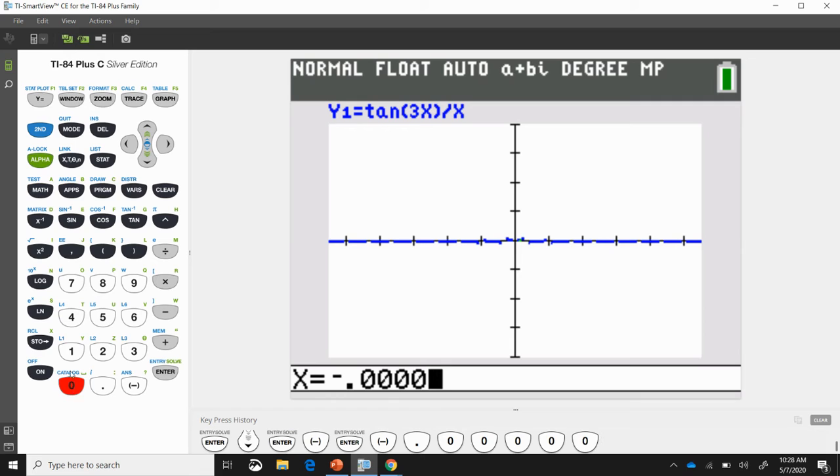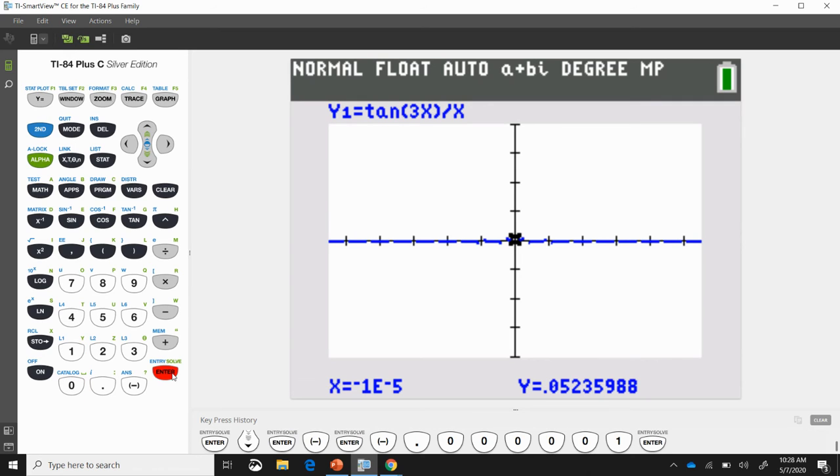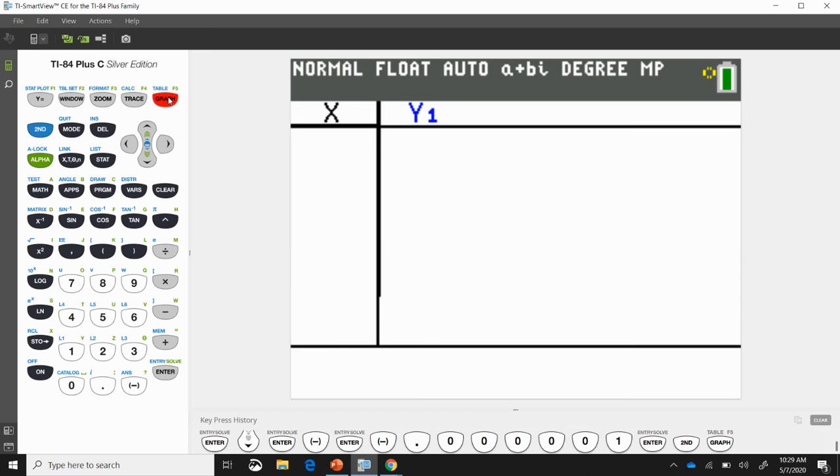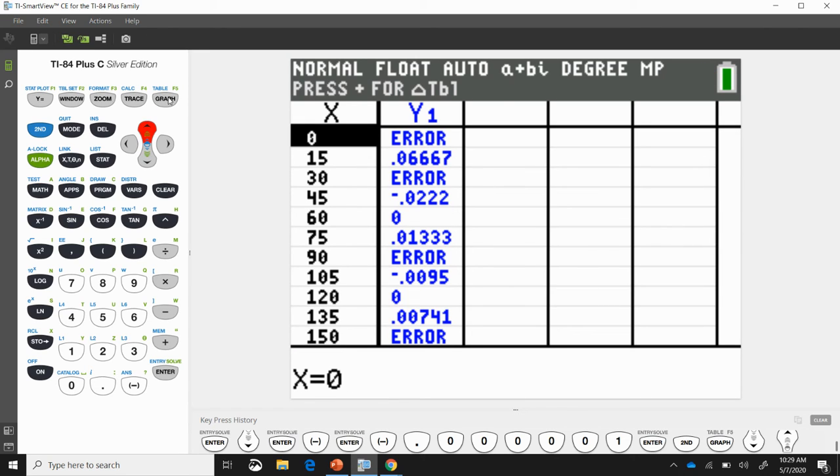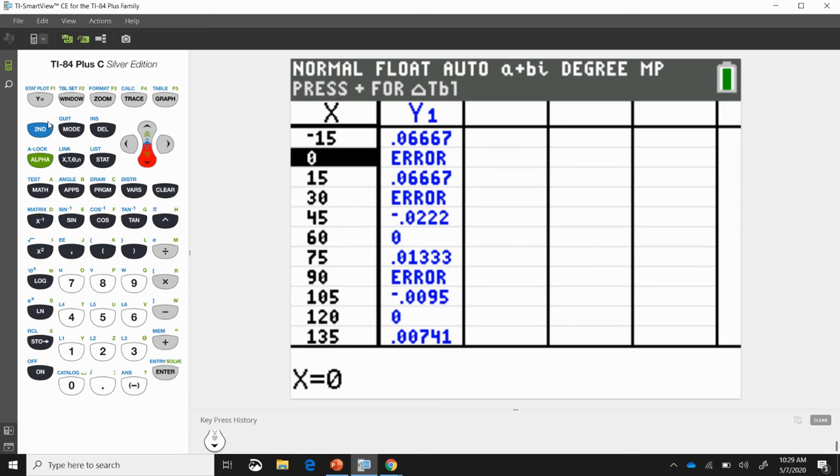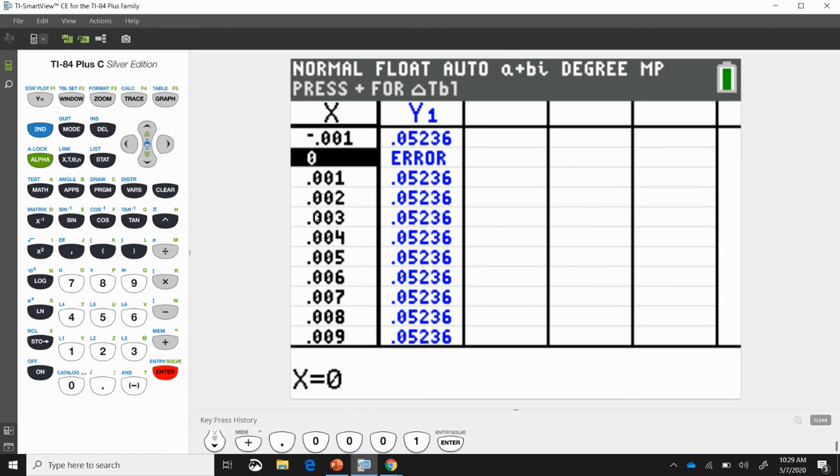Let's plug in a bunch of zeros here. When I typed it in my calculator, it looked like it was approaching 0, but this one does not look like it's approaching 0. We can also look at our table. Well, obviously there's an error. We'd have to change our table set to something different. I think I can just hit plus to change my table to like 0.001s and look right around 0. It really looks like it's approaching 0.05236.